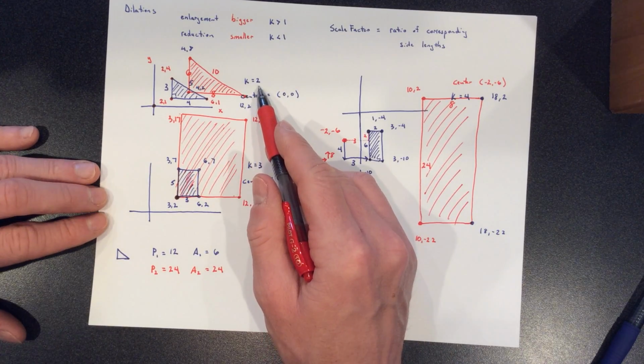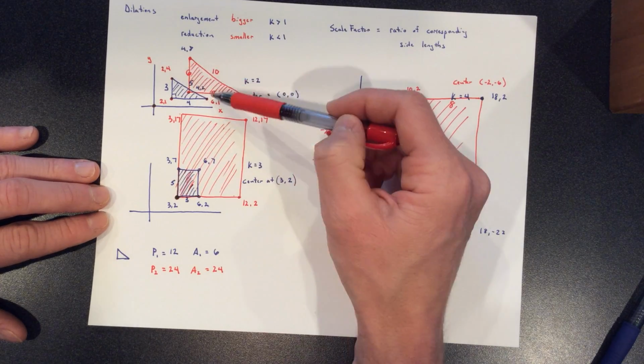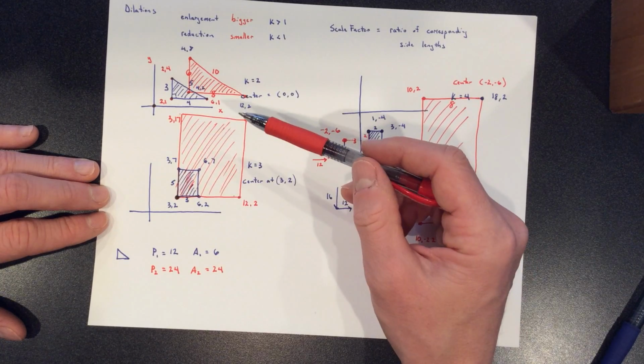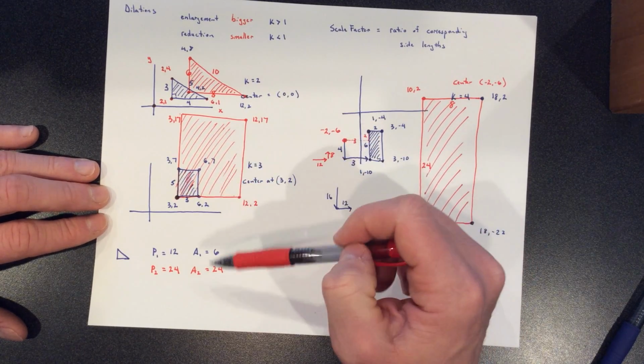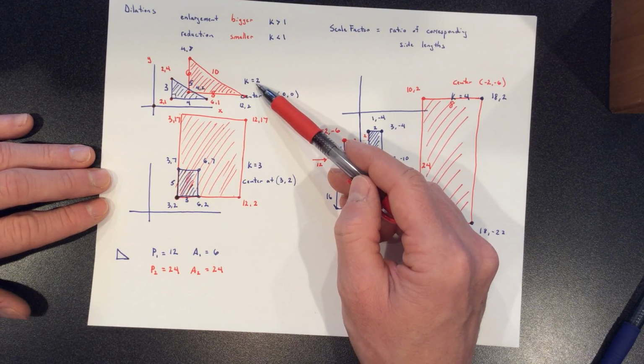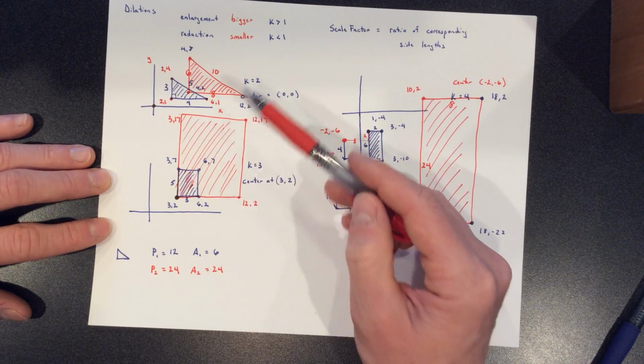Think that through. You multiplied the base and the height by a factor of 2, and then you multiplied them together to find an area. So really, you multiplied the area by 2 factors of the scale factor. And so the area ratio will be the scale factor squared, okay?